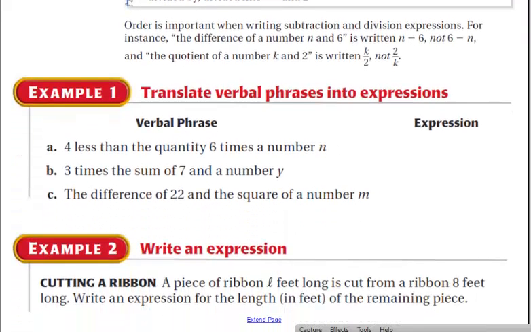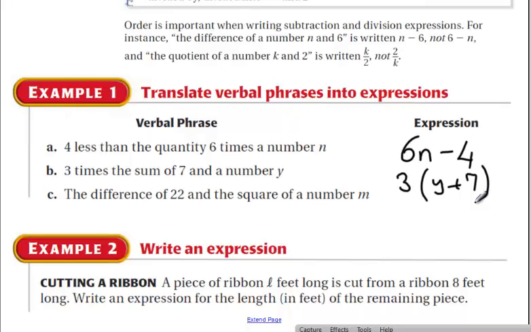We have 2 different examples. In the first example, we write verbal phrases as expressions. 4 less than the quantity 6 times a number n. So basically for less than, we have to subtract 4 from 6 times n. The second one is 3 times the sum of 7 and a number. 3 times, we multiply 3 by the sum of y and 7. This is the expression we need.